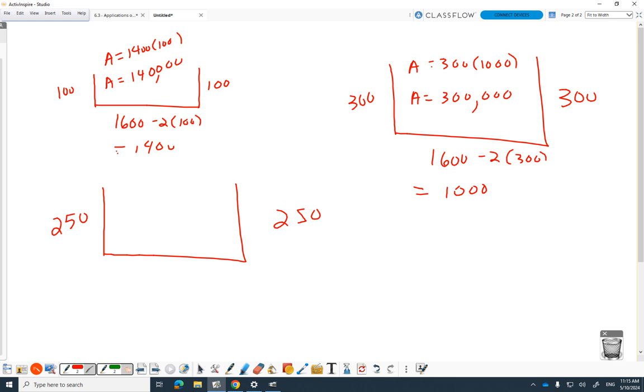Chris? 1,600, subtract two of the 250s. And this would be a different area again. 250 times 1,100 is a different area than either of the ones I got. We want to find the one that gives the most area for my seals.